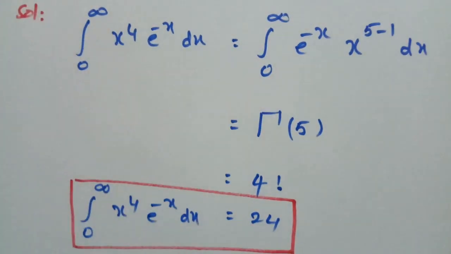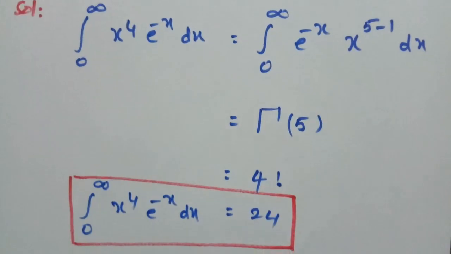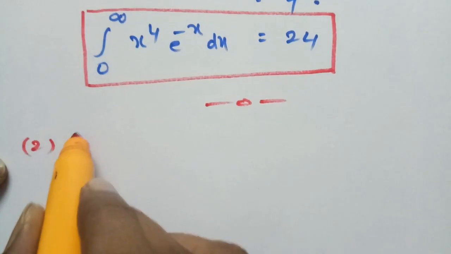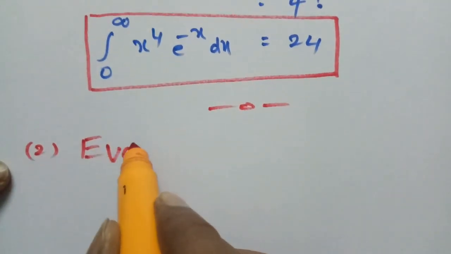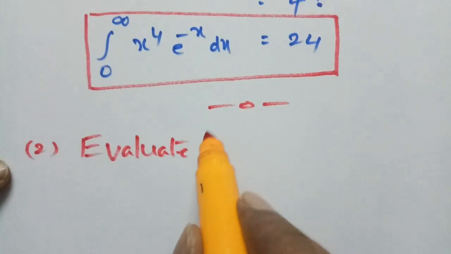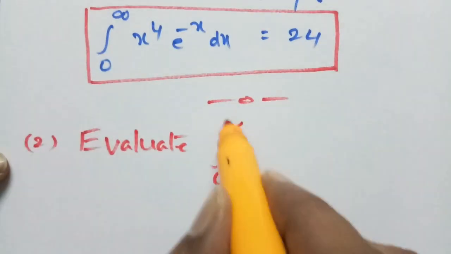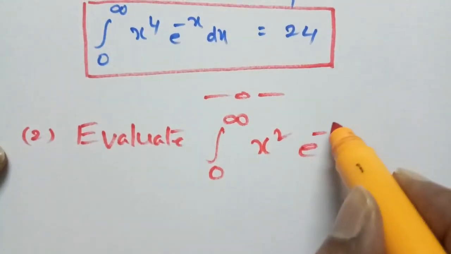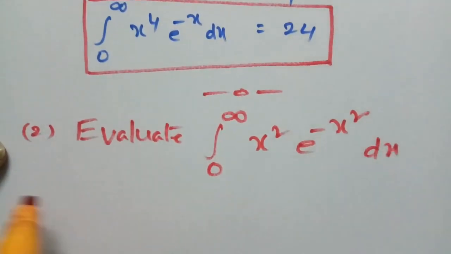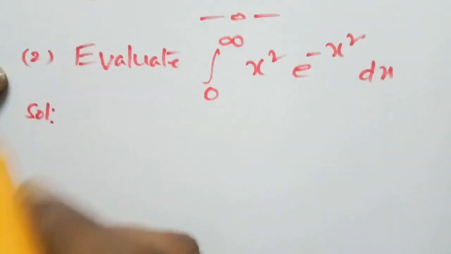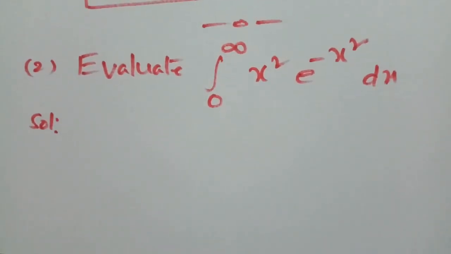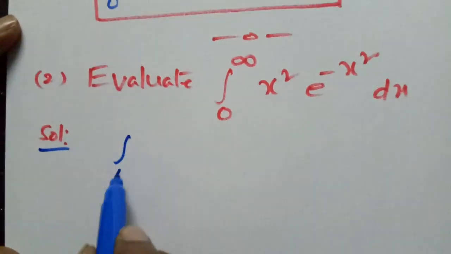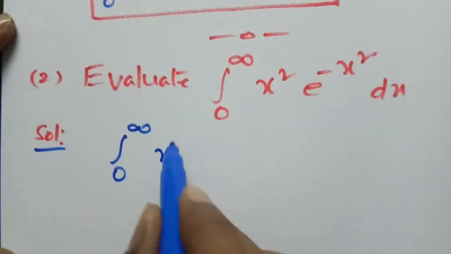So next, second one, evaluate integral 0 to infinity x square e to the power of minus x square dx. Write down the given integration: integral 0 to infinity x square into e power minus x square dx.